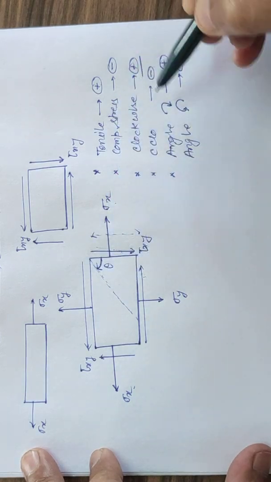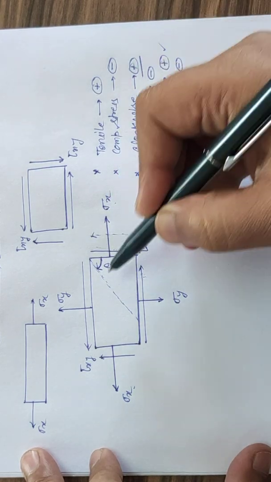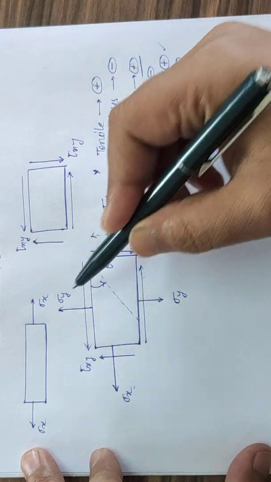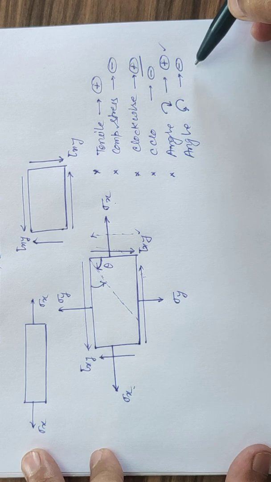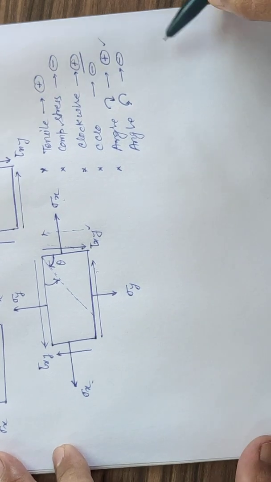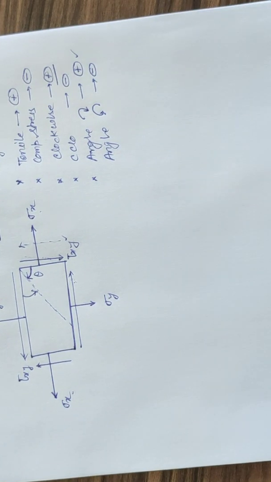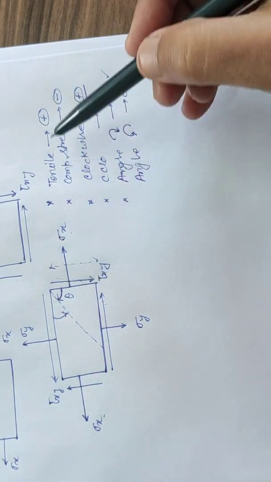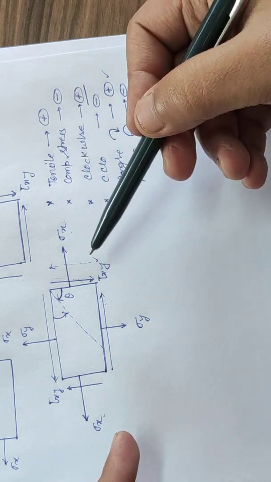So we will consider this one as a positive, and if we are observing the angle from here to here, meaning we are moving anti-clockwise, then this angle we will take as negative. So the main thing is that we have to follow the sign conventions. Sign convention means tensile stress we will take positive, compressive stress we will take negative.